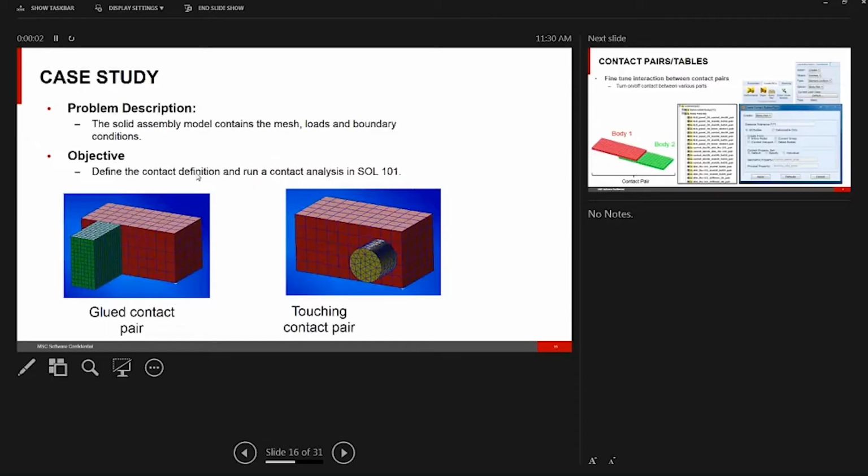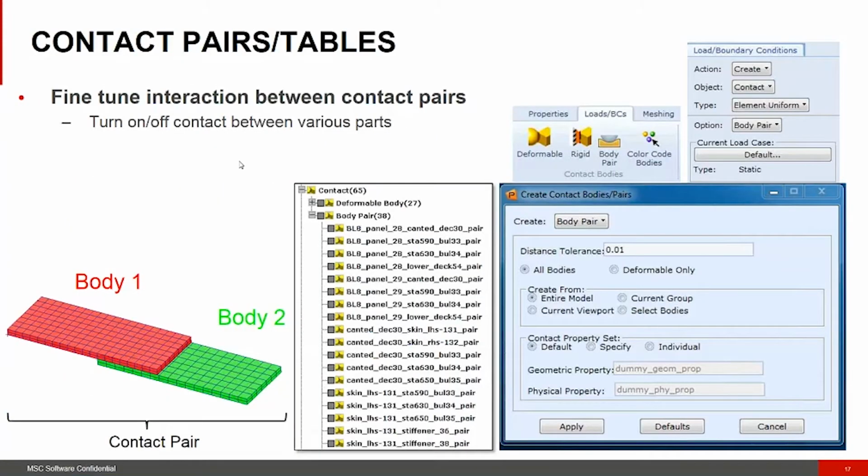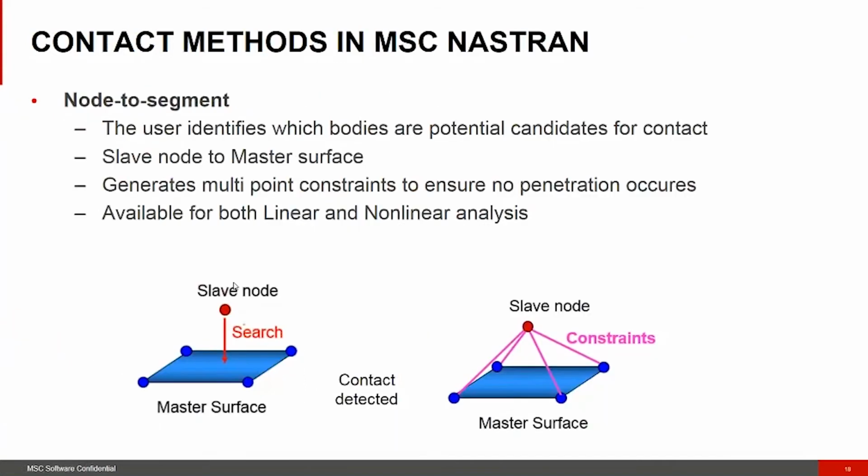So going back, again, it's talking about the same thing I showed you. This is the automatic tool to create the body pairs. This example is just 2 plates, as you can see. It creates the pairs between the 2 bodies.